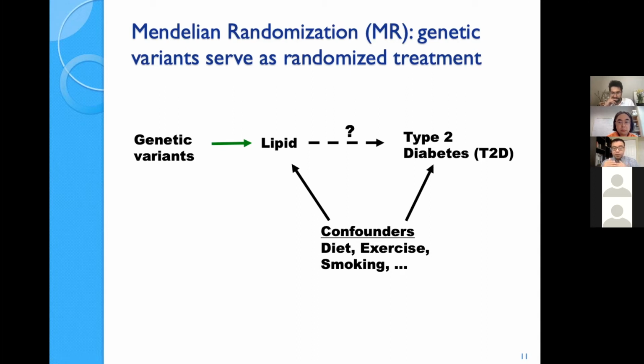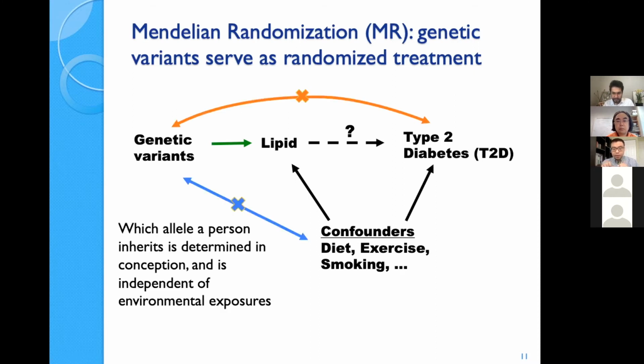So then you can imagine that you can partition all the individuals into those carrying the high lipid allele and those carrying the low lipid allele, right? So now you have two groups of individuals, just like randomized clinical trials, right? Each group carries a distinct genotype. One leads to high lipid, one leads to low lipid. So it's like a treatment. And we can argue that treatment is randomized. Basically, which allele a person inherits is determined during conception, right? It's determined during the reproductive process.